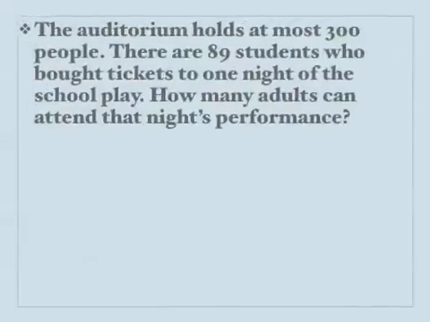The next example says the auditorium holds at most 300 people. There are 89 students who bought tickets to one night of the school play. How many adults can attend that night's performance? If an auditorium holds 300 people, that means that is the maximum that can be in the auditorium. So you can have 300 people or you could have fewer, but you are not going to be able to have more than 300.